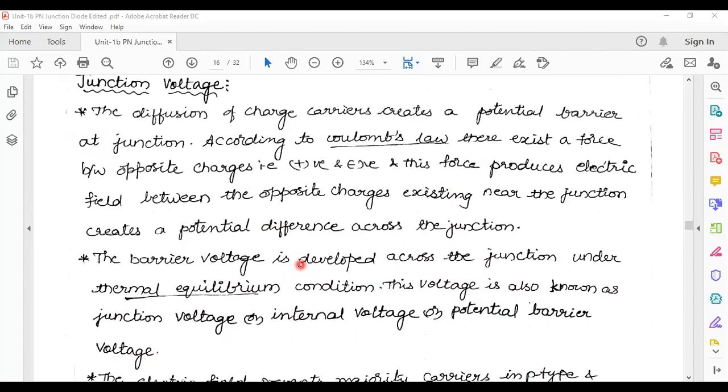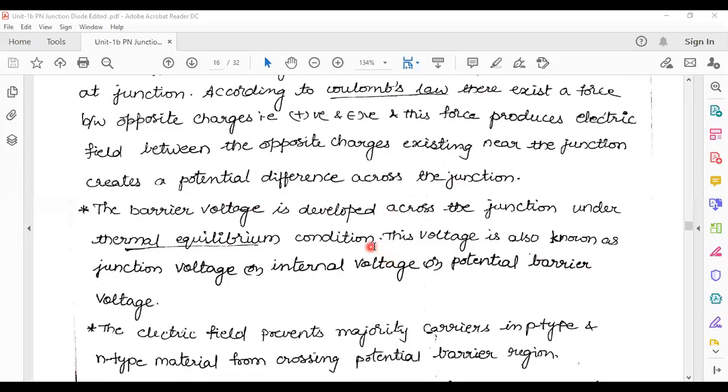Next one, the diffusion of charge carriers creates a potential barrier at the junction. According to Coulomb's law, there exists a force between opposite charges, that is positive and negative. This force produces an electric field between the opposite charges existing near the junction, which creates a potential difference across the junction. The barrier voltage is developed across the junction under the thermal equilibrium condition. This voltage is also known as junction voltage, internal voltage, or barrier potential.